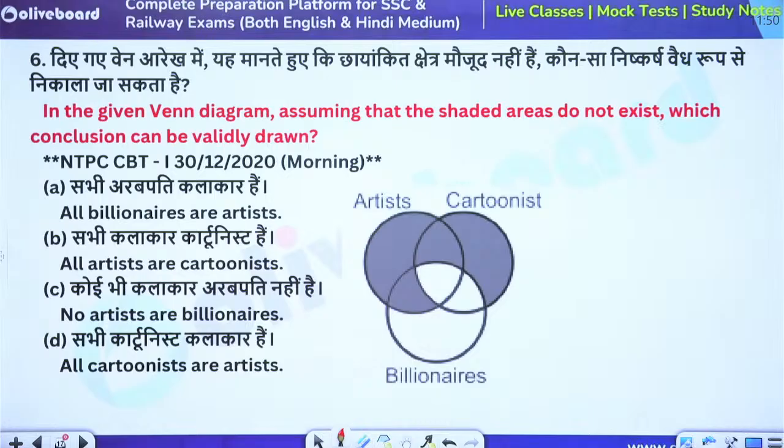Shaded areas do not exist. Read this question carefully. It's a very wonderful way of asking the question. If the shaded areas do not exist, then which conclusion can be validly drawn?